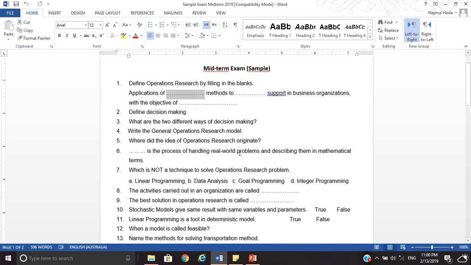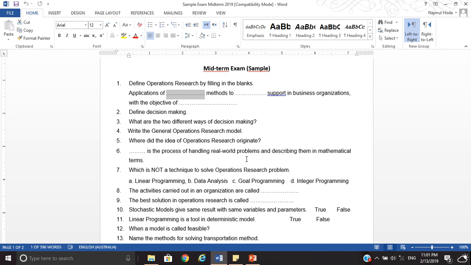and I will solve each question. I'll try to explain as much as possible, which is really required for you. So first question is define operations research by fill in the blanks. Before I start answering this question, let me tell you that this is just a sample. The real questions may be in different form. So you should not say at the end of the day that these questions were different than what I asked in your exam.